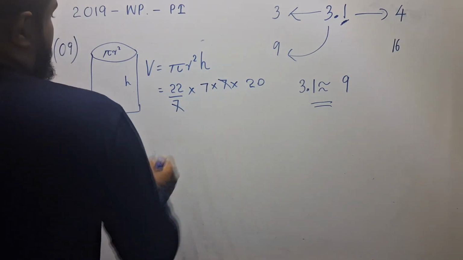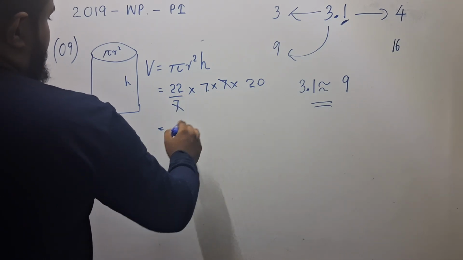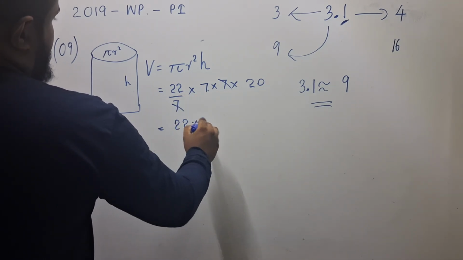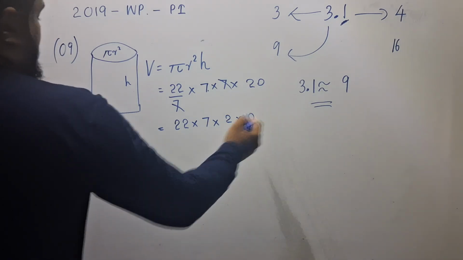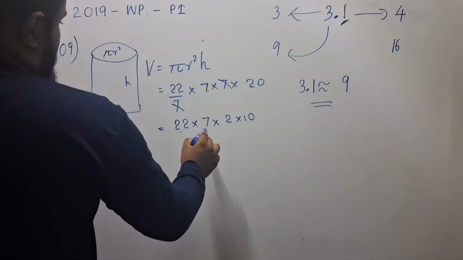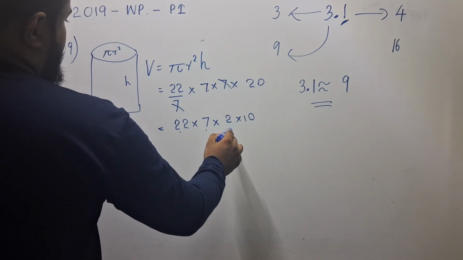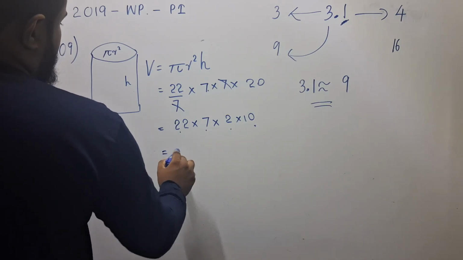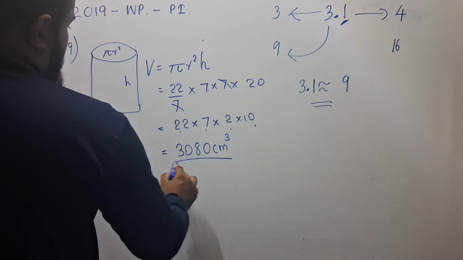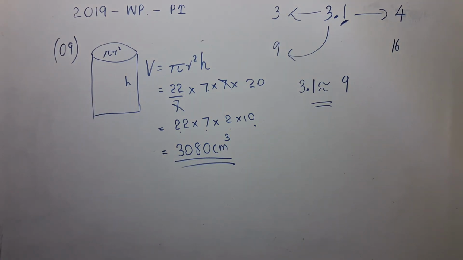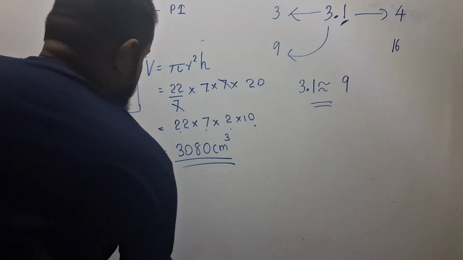We can cancel 7 to 7 and we just have to multiply. 22 times 7 times 2 times 10. I separate this 20 as 2 times 10. 22 times 7 is 154. 154 into 2 is 308. 308 into 10 is 3080 cubic centimeters.